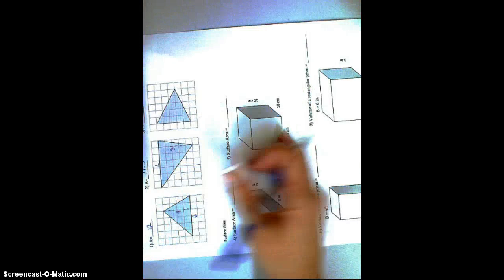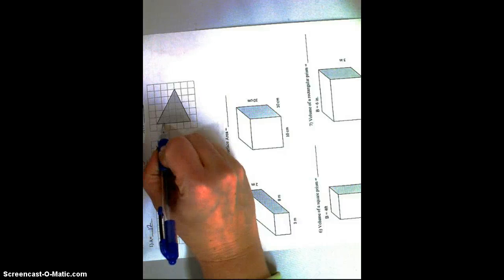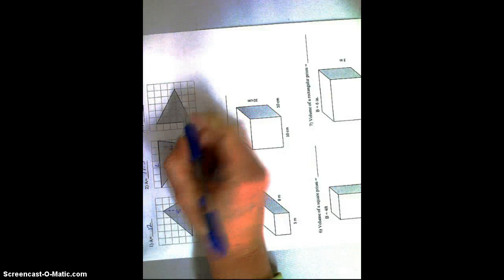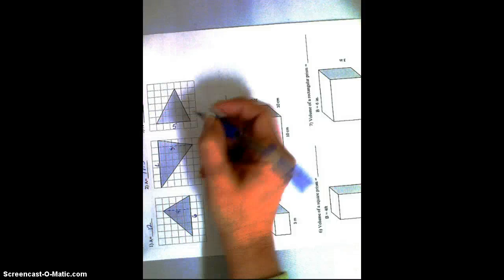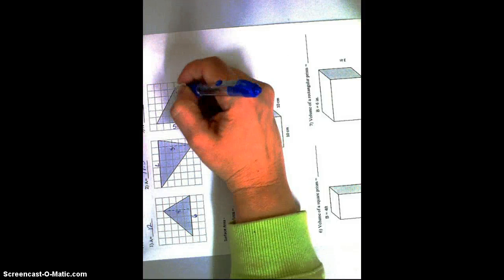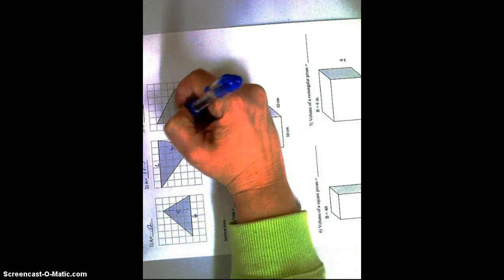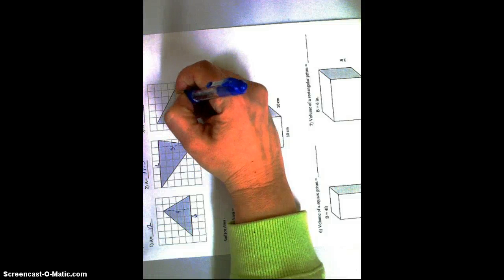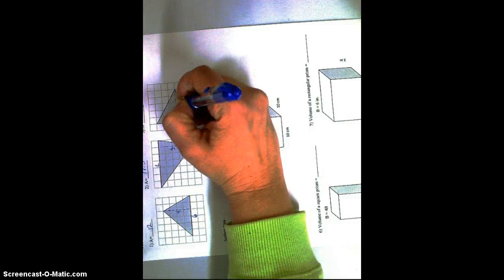This one, our base is this way, so I'm turning it this way. 1, 2, 3, 4, 5. 5 that way. And then the shortest distance from the base to the top, we would go straight up. 1, 2, 3, 4, 5. So our distance up is 5.